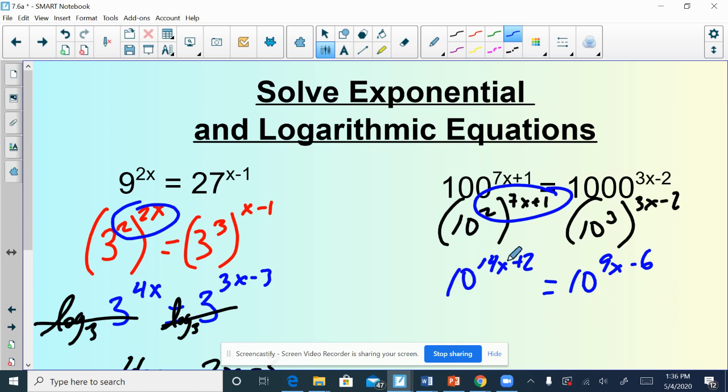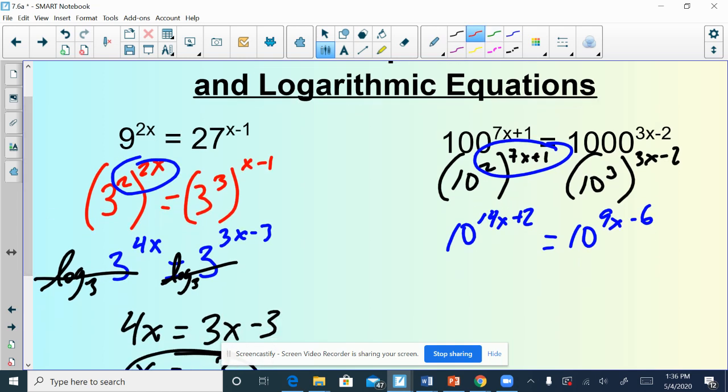Same idea. What undoes 10 to a power? Hopefully you are audibly just being like, yes, log base 10 undoes 10 to a power, right? Those are inverses of each other. Log base 10, we don't really ever write log base 10. If there's no number there, we know it's base 10. But I wrote it just to be clear. Those cancel. We get 14x plus 2 is equal to, those cancel.